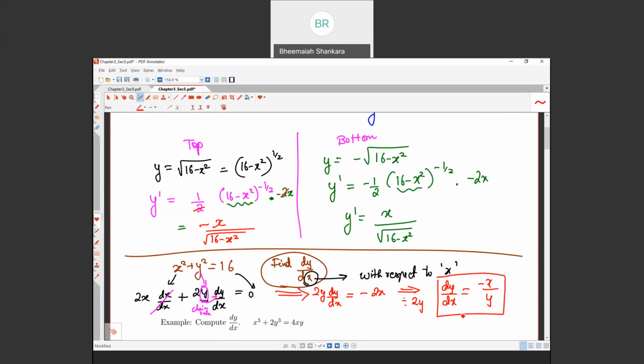You may feel that this is a little bit different from what we derived earlier for the top and the bottom, but if you observe carefully, when you plug in this expression for y here in the denominator as a square root function, either plus or minus the square root of 16 minus x squared, then you can compare the answer. On the top, it's the same.